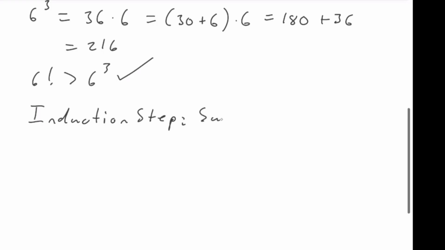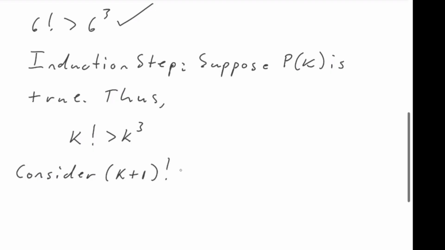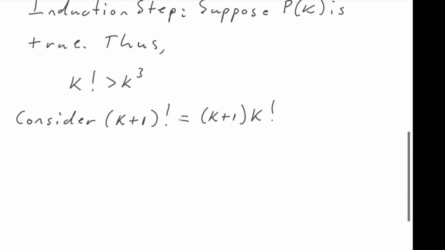We're going to suppose P of k is true. Thus, we will have k factorial is bigger than k cubed. Okay, so now let's go ahead and consider k plus 1 factorial. So remember, that's going to be k plus 1 times k factorial. And by assumption, k plus 1 times k factorial is bigger than k plus 1 times k cubed, because by assumption, we know k factorial is bigger than k cubed. And then this is equal to k to the 4th plus k cubed, right?